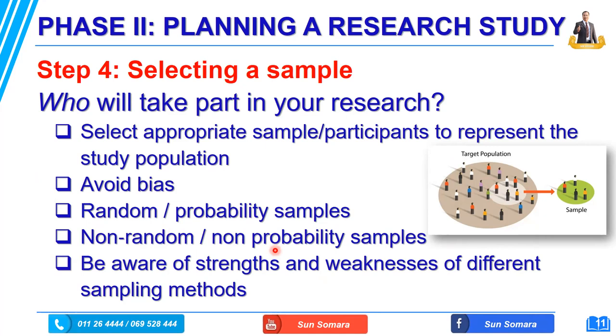And in this part, we also need to be aware of the strengths and weaknesses of different sampling methods. We will study and learn more about the sampling techniques. There are about 9 or 10 different sampling techniques, right? So we will learn about the strengths and weaknesses of that part. Each sampling method has both advantages and disadvantages. All right, so this is some part about step number 4.